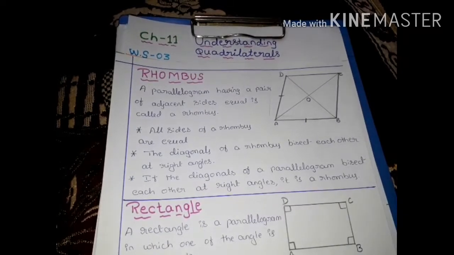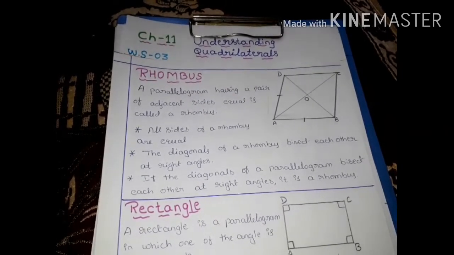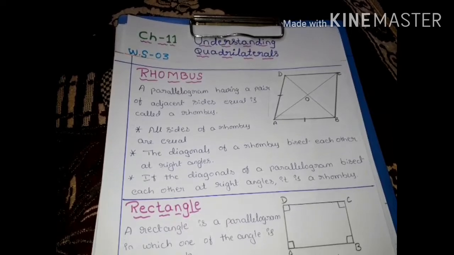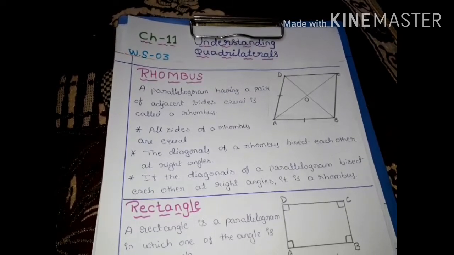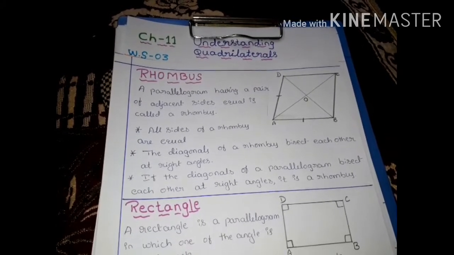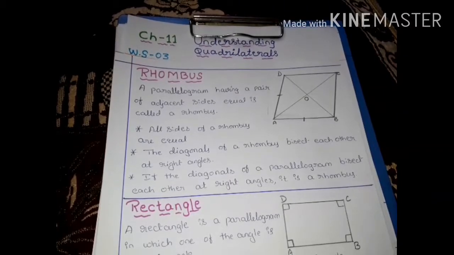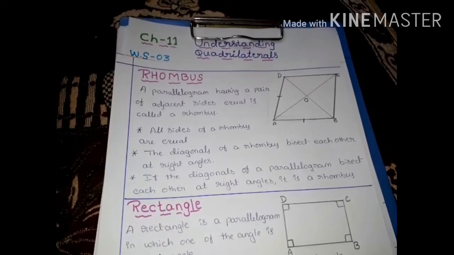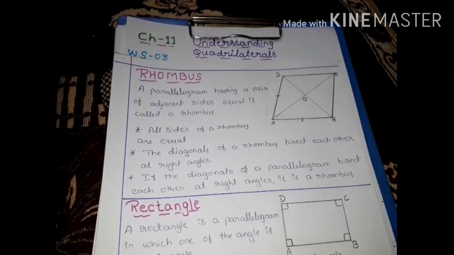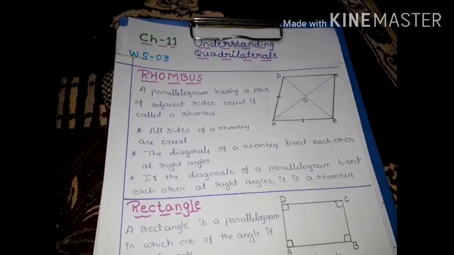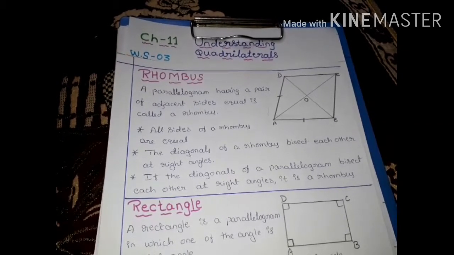Before starting worksheet 3, we have to discuss rhombus, rectangle and square. Now let us discuss the properties of rhombus, rectangle and square. By discussing this, let us solve the worksheet 3 word problems.